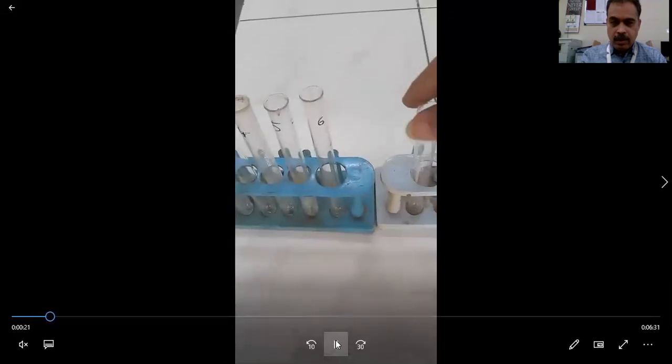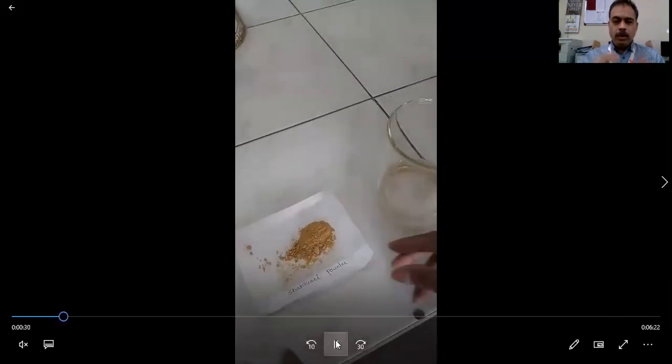This is test tube 7, this is test tube 8, 9 and 10. Process: take 1 gram of Shatavari powder and add it into 100 ml water. The beaker is of 500 ml.